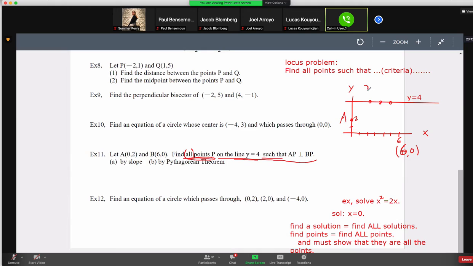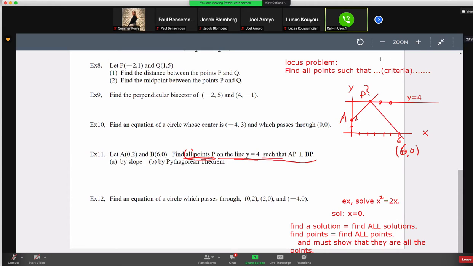We don't know. And these are what I call point P. P, where is it here? And then now we have to find all points P such that the segment AP, and the segment BP, which is this one right here.